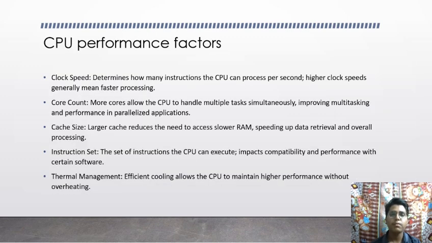CPU performance factors. Clock speed determines how many instructions the CPU can perform per second. Higher clock speeds generally mean faster processing. Core count: more cores allow the CPU to handle multiple tasks simultaneously, improving multitasking and performance in parallel applications. Cache size: a larger cache reduces the need to access slower RAM, speeding up retrieval and overall processing. Instruction set: the set of instructions the CPU can execute impacts compatibility and performance with certain software. Thermal management: efficient cooling allows the CPU to maintain higher performance without overheating.